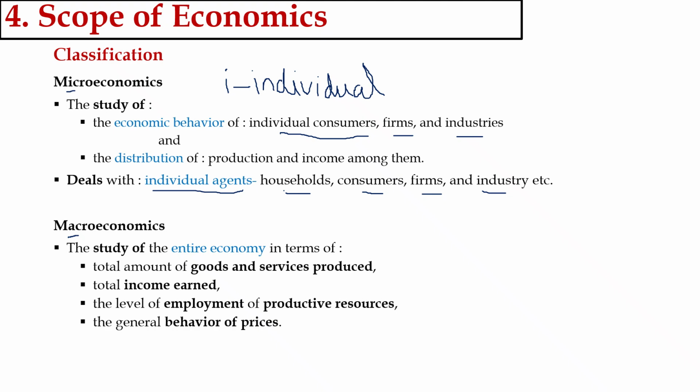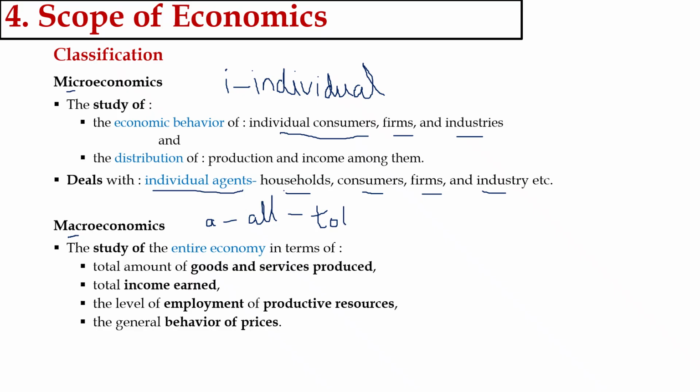The second type of economics is macroeconomics. You can see I have underlined A. How can you remember A? A for all. All is nothing but total.